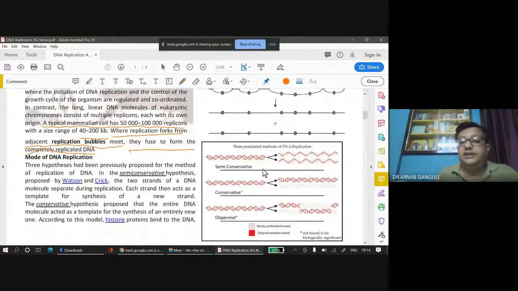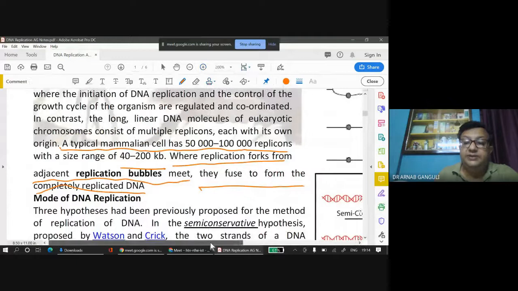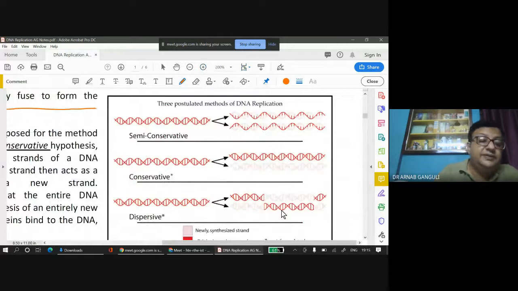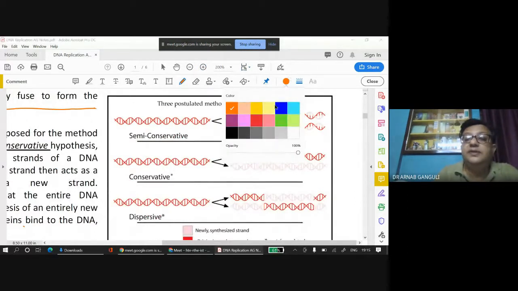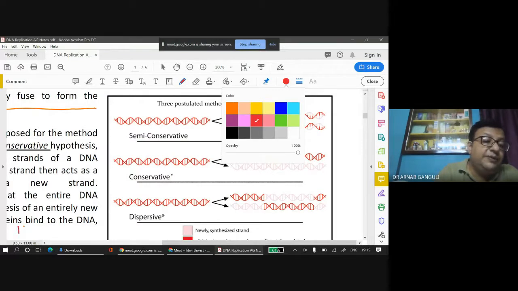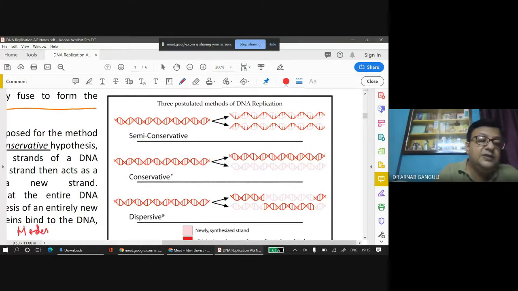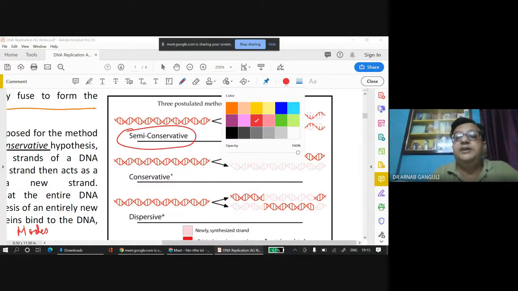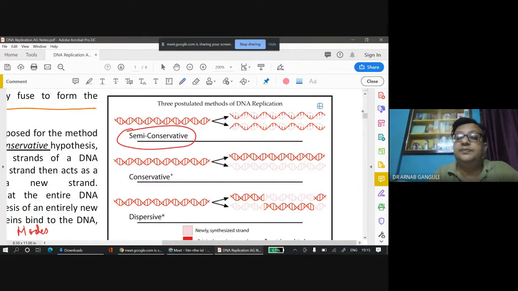Now let us go and assume another important aspect which comes in the question papers, asked a lot in the examinations. What are the different modes of replication? The first mode of replication, which now we know is true, is the semi-conservative mode of replication. The next one is the conservative mode of replication. And the next one is the dispersive mode of replication.